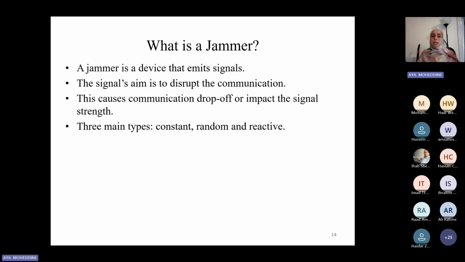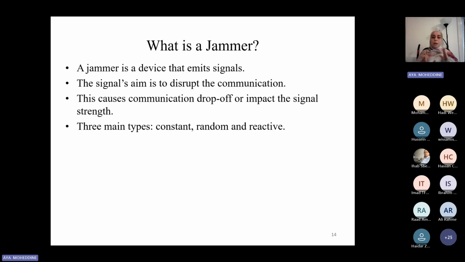In the literature, there exist three main types of jamming. The constant jammer, as its name suggests, constantly emits the jamming signal in order to disrupt the communication completely. It's very easy to detect because it terminates and disrupts the communication completely. The random jammer alternates between periods of activity and inactivity.